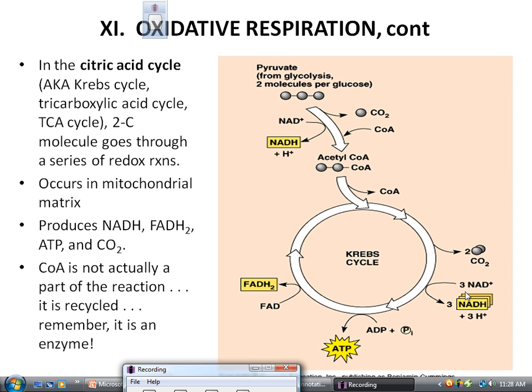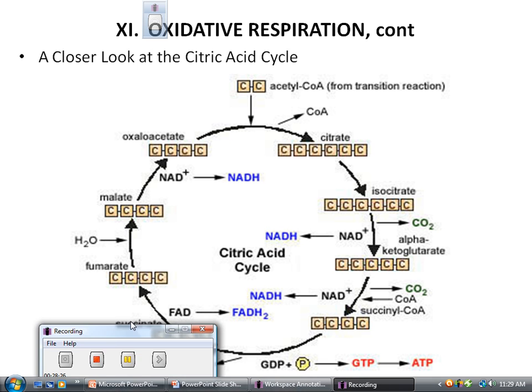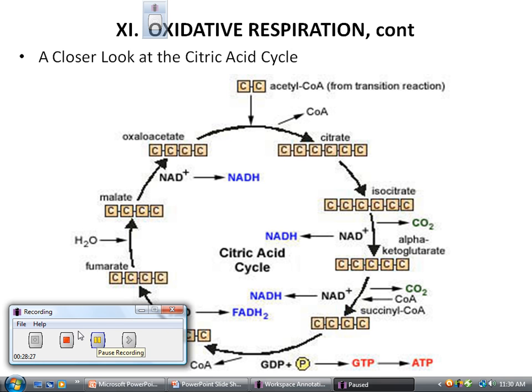What we're going to get from this big picture is some NADHs, some FADH2s, and a little bit of ATP, but more importantly, we are going to completely break down this acetyl-CoA, so we have nothing left of our sugar by the time the Krebs cycle is done. So we're going to produce quite a bit of carbon dioxide as a waste product in the Krebs cycle. Now let's look more specifically. Here's the Krebs cycle.